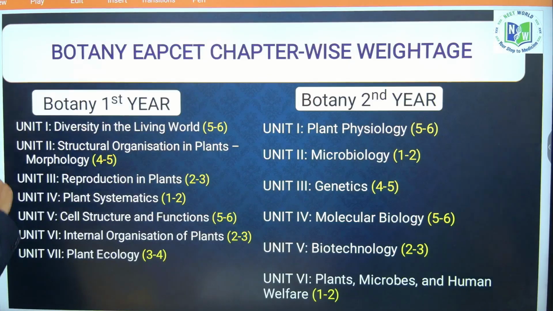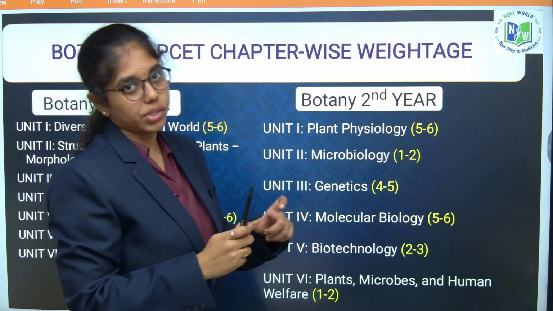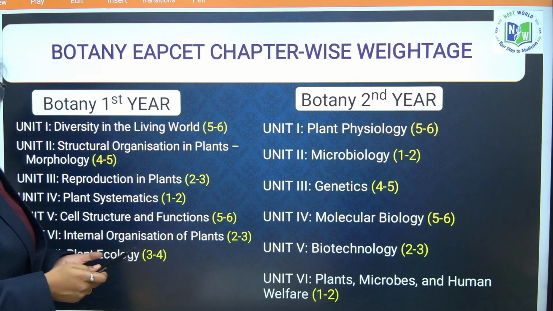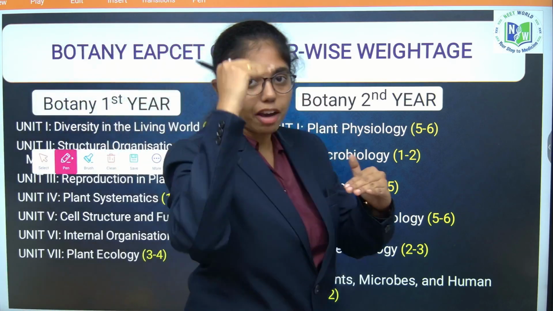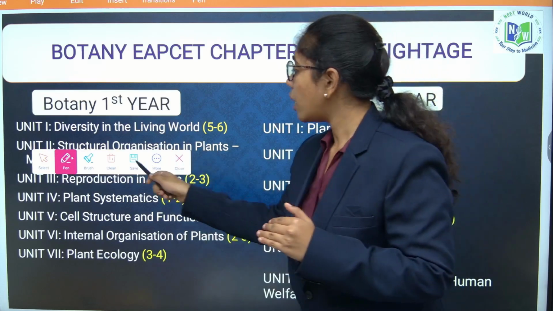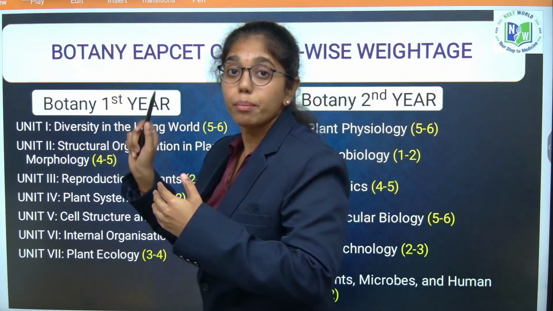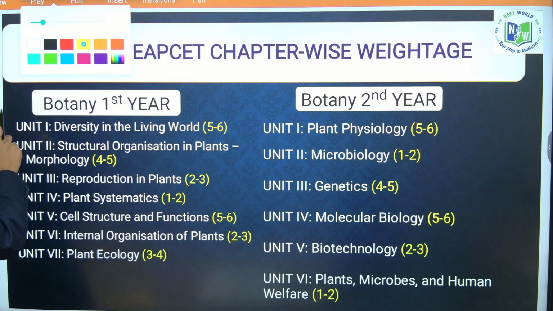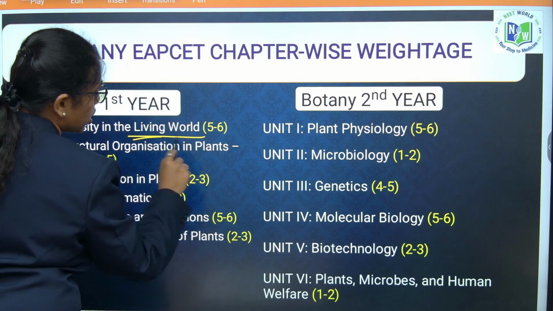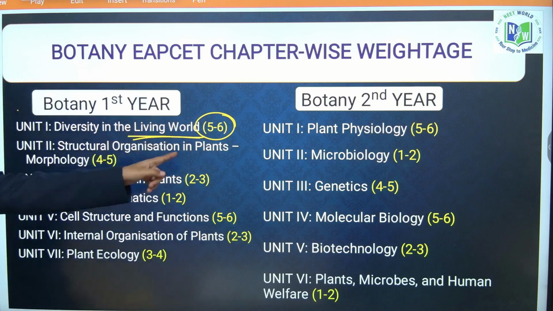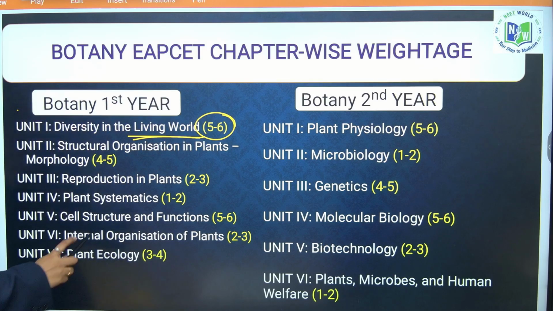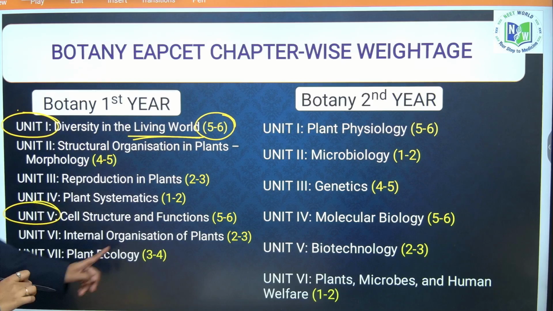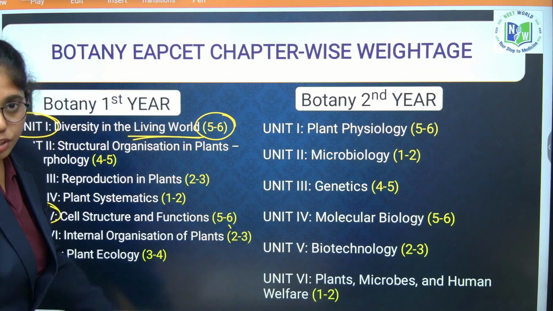Now clearly, we have observed the percentage of the questionnaire, and based on that we have planned the order of the chapters. Now let us look into the approximate number of questions we will get exactly. The first unit, from first year, 5 to 6 questions will be covered. Then the second unit, cell structure and functions, again the same set of questions.